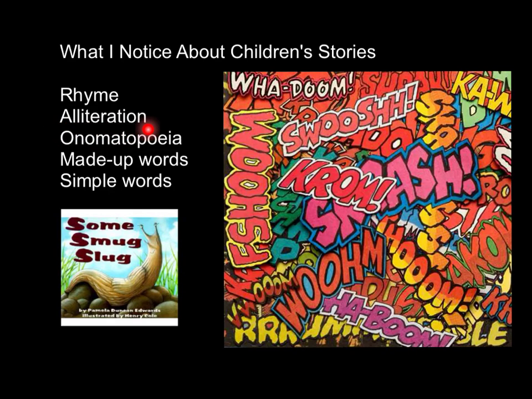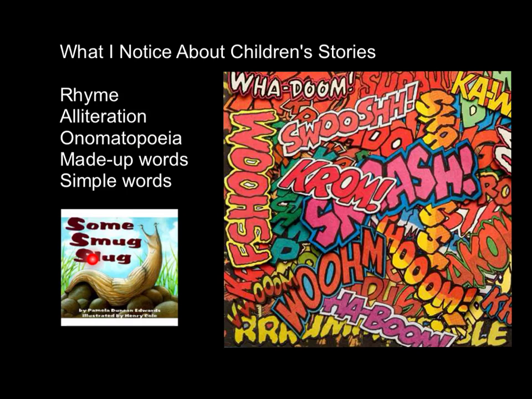Alliteration, very common in children's stories. Here's the title of a book, Some Smug Slug. All starts with S. Very often, characters' names will be alliterated, like Bugs Bunny and Daffy Duck and Donald Duck. So you can do that if you wish. Even Roger Rabbit, more modern ones. Very, very common with the names of your characters.